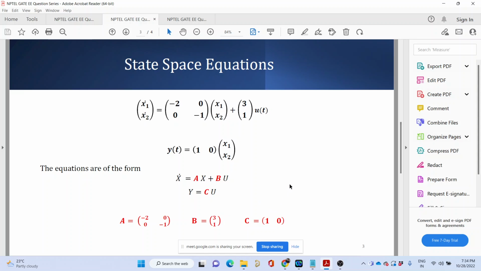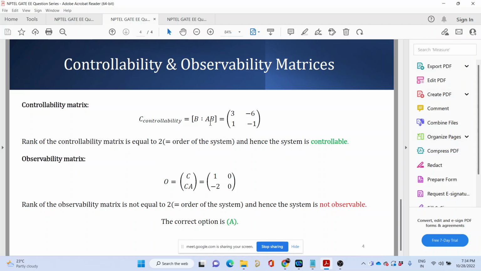So let us find the controllability matrix now. The first column of the matrix would be the B matrix, and the second column would be A into B. If you perform this operation A into B, you get minus 6 and minus 1, and the B matrix you already have, 3 and 1. So you see that the system is controllable.